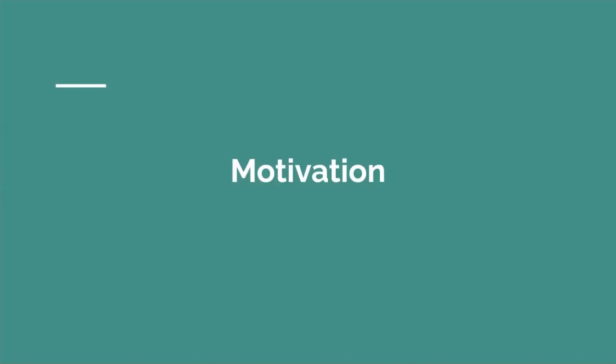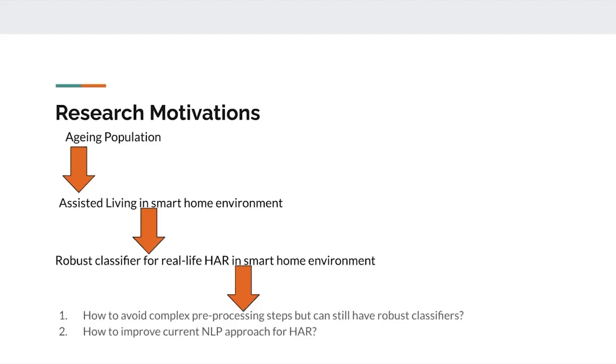All right, let's summarize our motivation for this study. To provide a more comfortable and automatic smart home living environment for Asian people, we need a robust classifier for real-life HAR. After reviewing the current literature, we selected to use ambient sensor data, and we would like to know how to avoid complex pre-processing steps and how to improve the current NLP approach for HAR, because the semantic approach is a brand new area and it also adopts the automatic features.